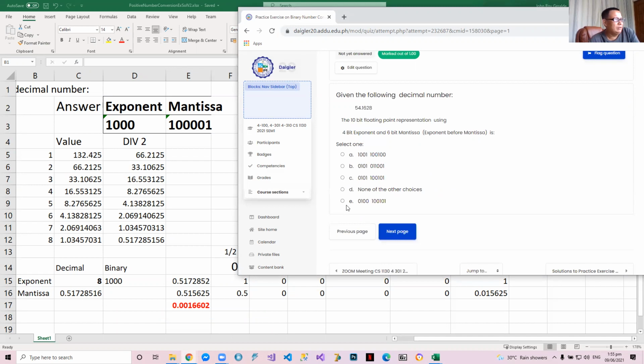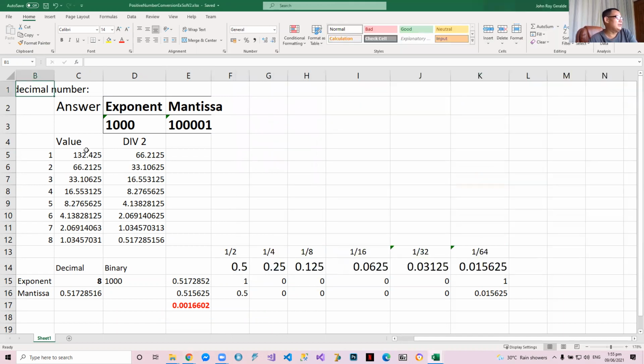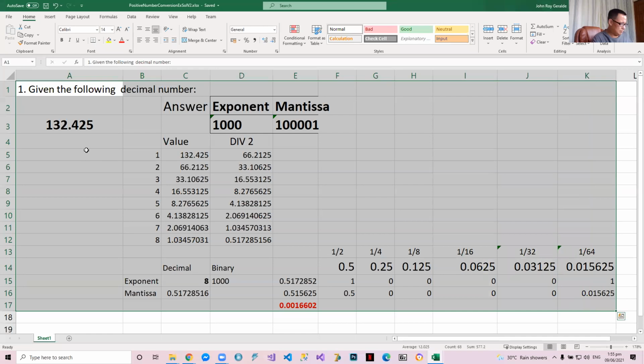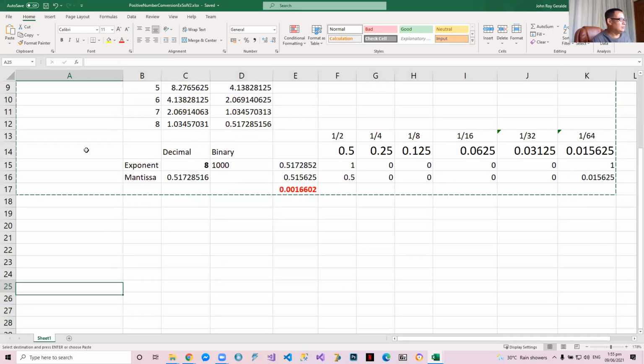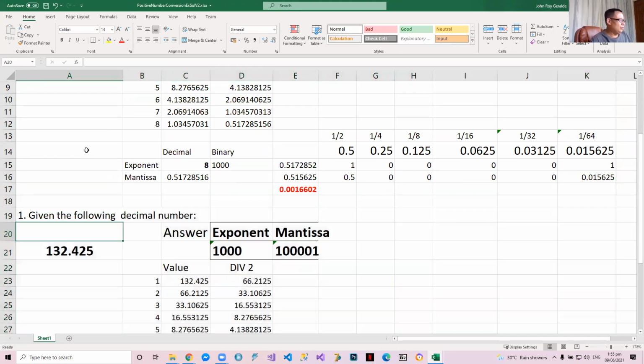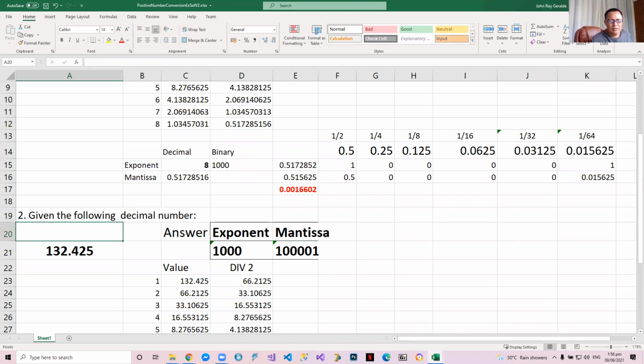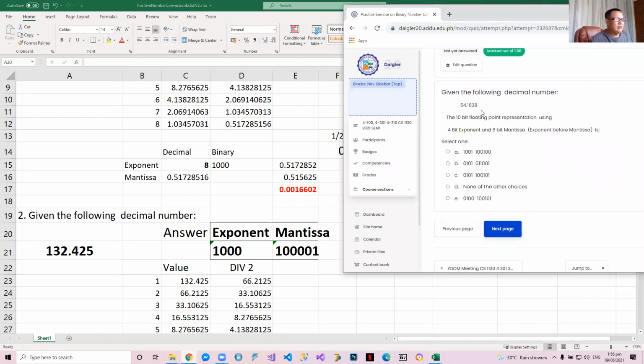Given the following number, find... We have the same problem, but we have a different number, 54.1628, a different value. So we'll just copy this anyway. Number 2. The value this time is 54.1628. Copy this.